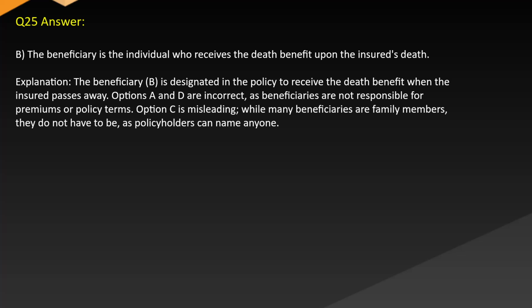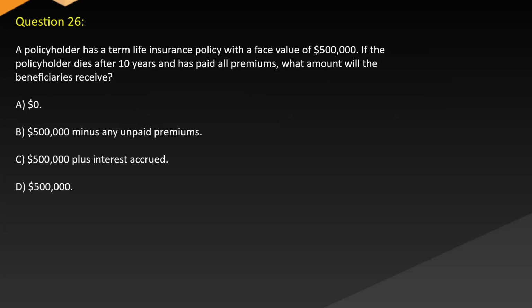Answer: B. The beneficiary is the individual who receives the death benefit upon the insured's death. Explanation: the beneficiary, B, is designated in the policy to receive the death benefit when the insured passes away. Options A and D are incorrect, as beneficiaries are not responsible for premiums or policy terms. Option C is misleading, and while many beneficiaries are family members, they do not have to be, as policyholders can name anyone.